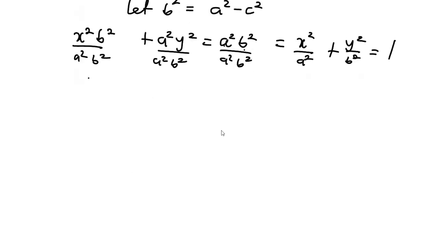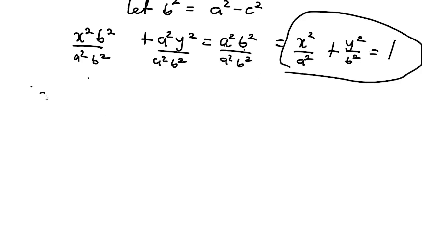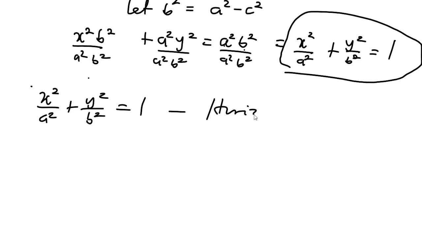So generally that's the equation of the ellipse. This one is x squared on a squared plus y squared on b squared being equal to 1. And this forms the horizontal ellipse, which means the ellipse lies on what? The horizontal axis. It lies on the horizontal axis.